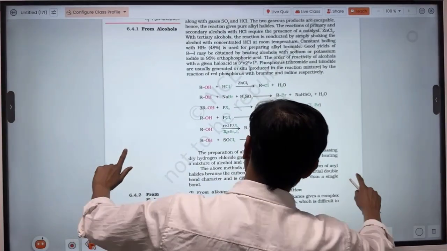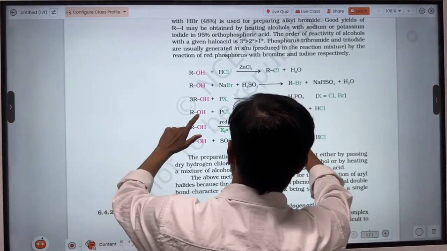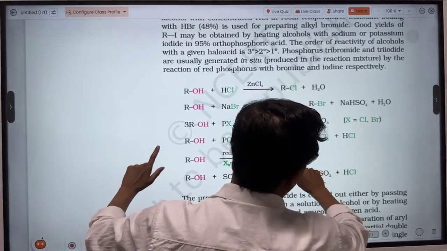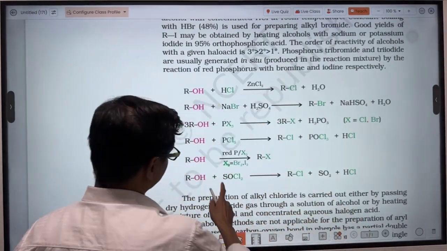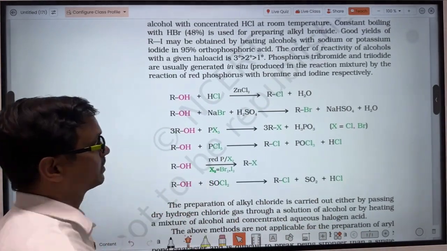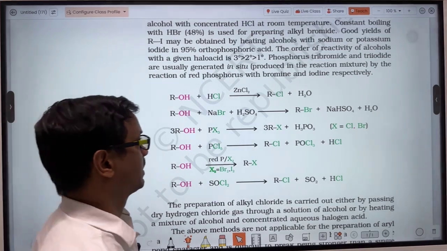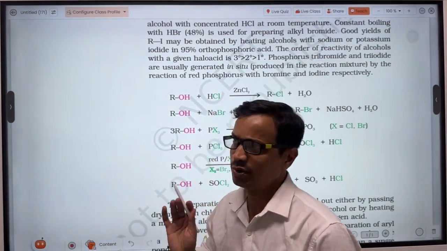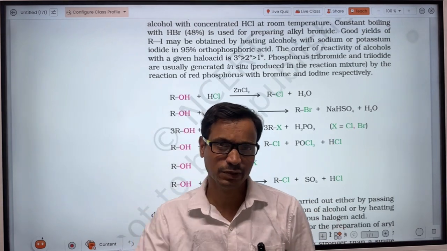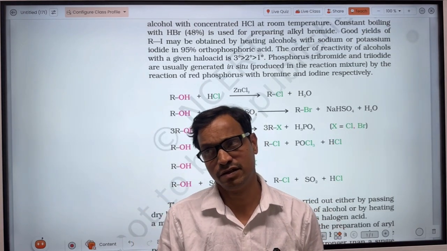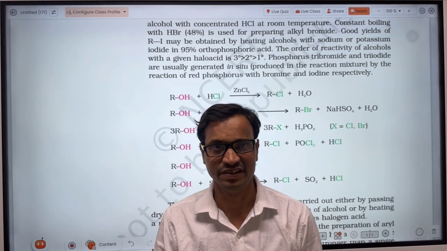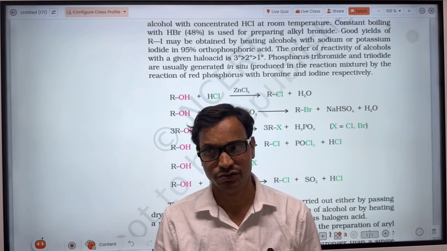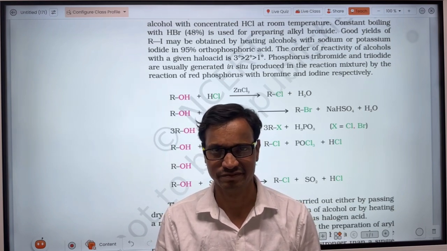Already reactions is written, but I shall tell you how to do so that, if you have not studied this one, then you could write the product also. Guys, I shall tell you how to practice this question. When you practice, the reaction will remain in your memory for a longer period of time, and very conveniently you could write the product.